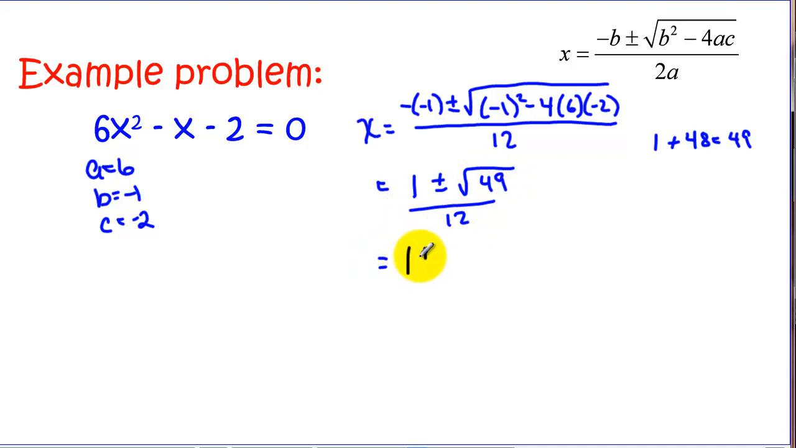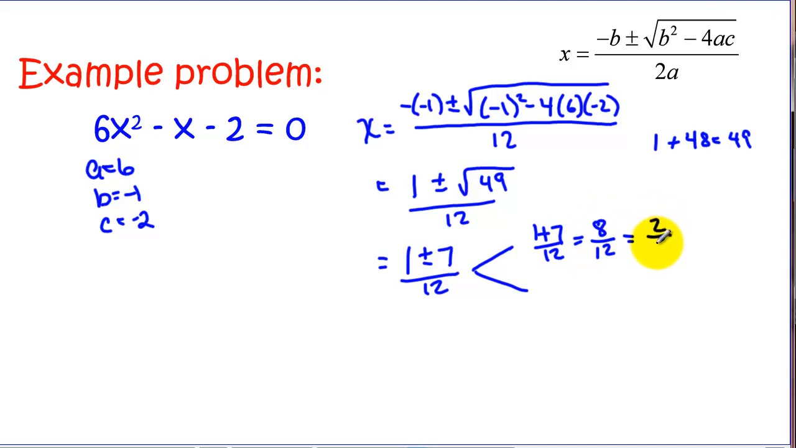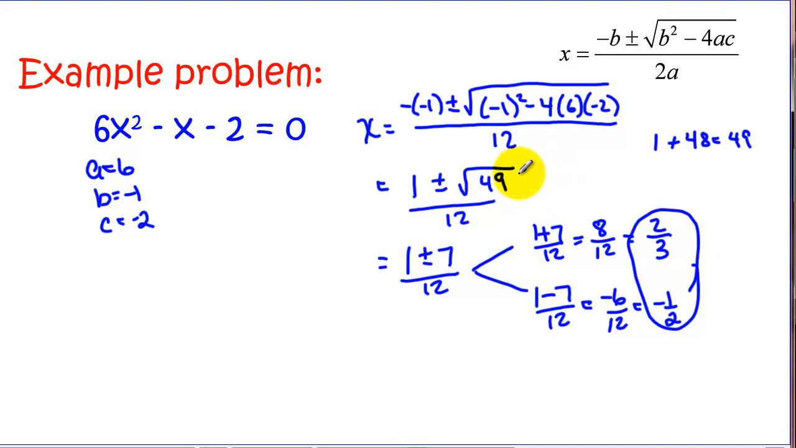So now we have 1 plus or minus 7 over 12, and we're going to split that into two numbers. That gives us 8/12, and both those numbers are divisible by 4, so we get 2/3. And here we've got 1 minus 7 over 12, which gives us negative 6 over 12, which reduces to negative 1/2. So again, in this example, we had a perfect square under the radical. In our next example, this number we get won't be a perfect square, and we'll show how to handle that.